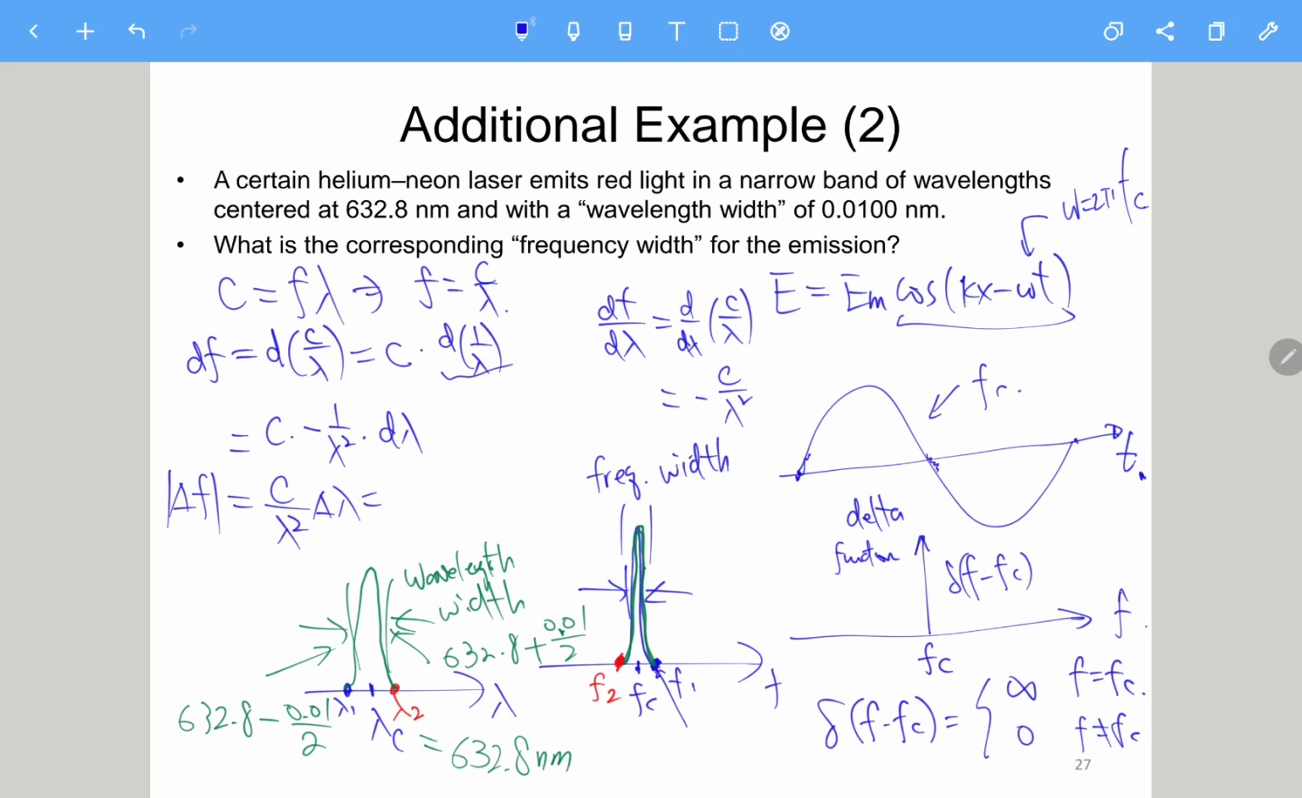Then we can just plug in the numbers. 3 times 10 to the 8th power is the speed of light, and lambda squared, where lambda is 632.8 times 10 to the negative 9, squared, and then multiply by the wavelength width, 0.01 times 10 to the minus 9. Okay, so this number is 7.49 gigahertz.